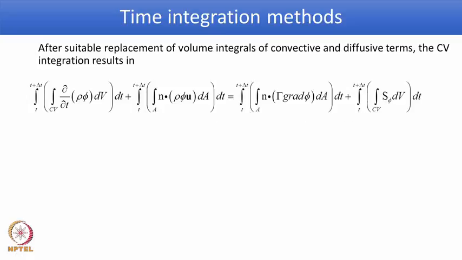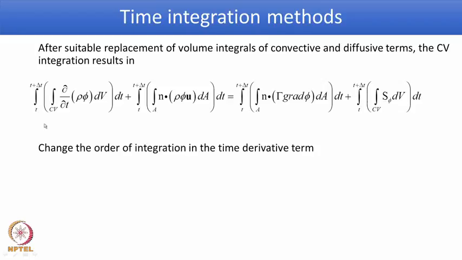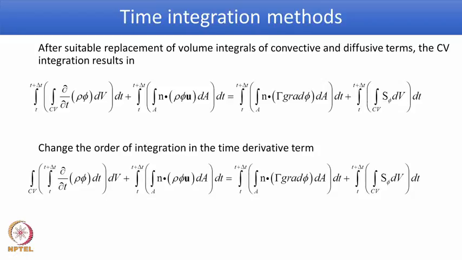We can replace in the time derivative term the integration over the control volume and the integration over the derivative. So, change the order of integration in the time derivative term, that will result in the formulation as shown here. So, this is from time t to t plus delta t.